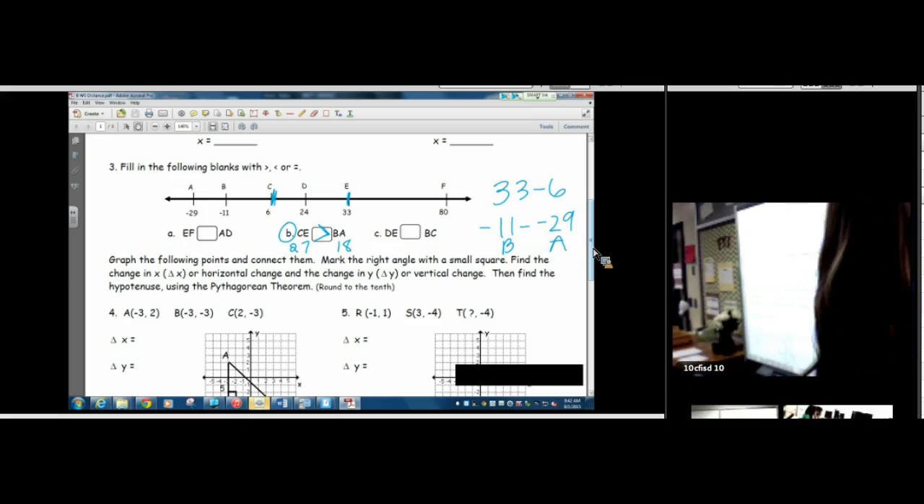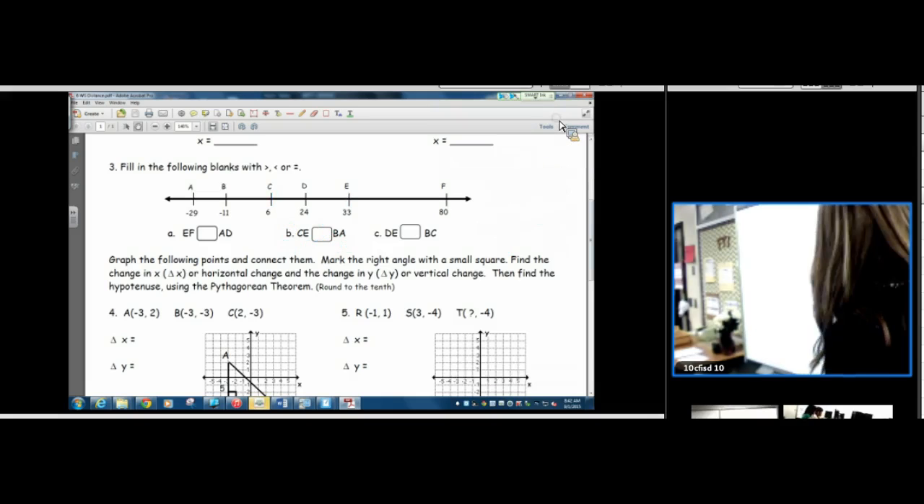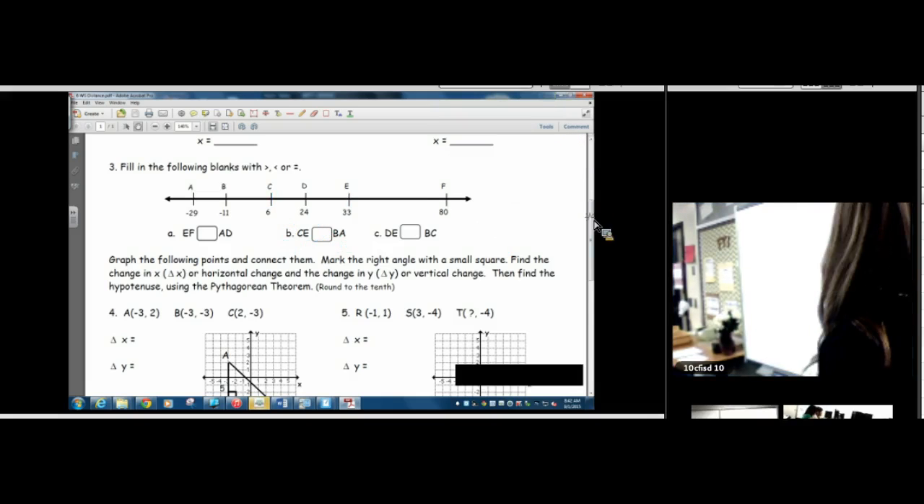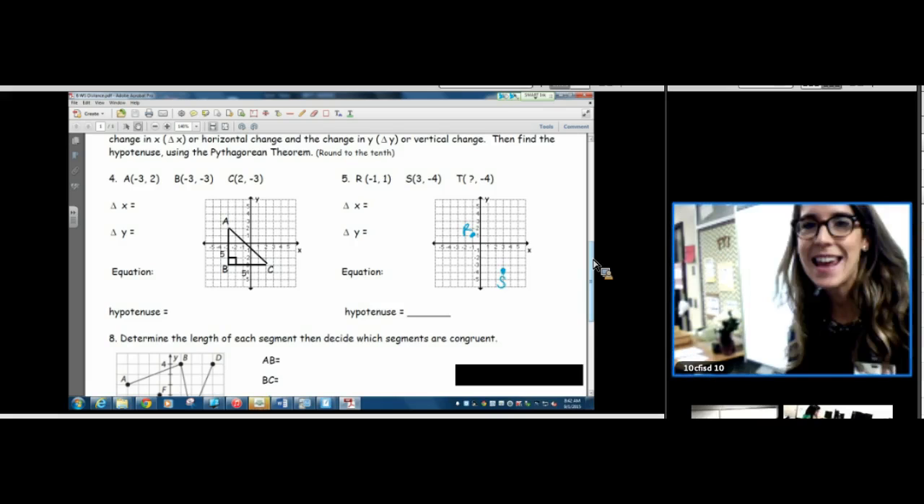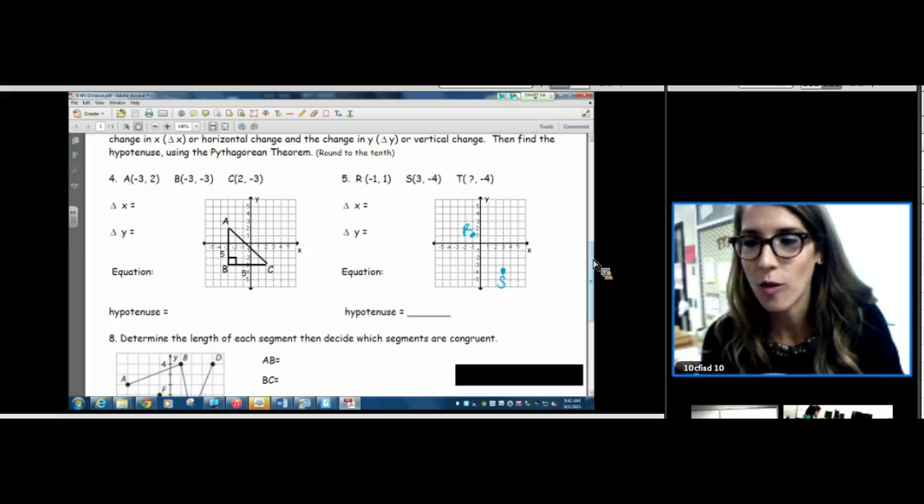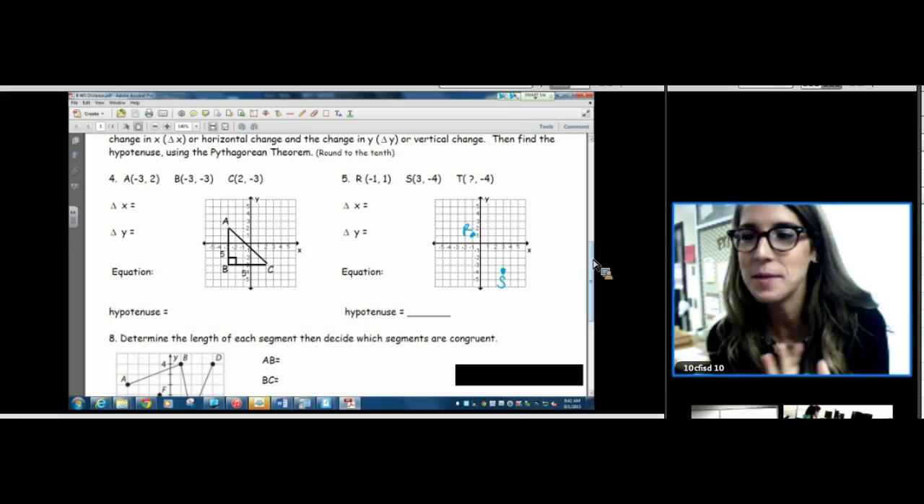Okay. Next one I was asked about is number 5. This one, you plot your points. Negative 1, 1. That's R. 3, negative 4. That is S. And T, they didn't tell you the whole coordinate. This is not as hard as the warm-up, don't worry.